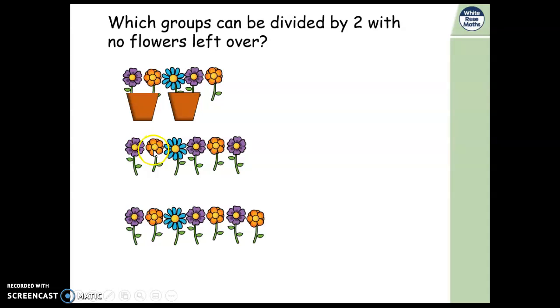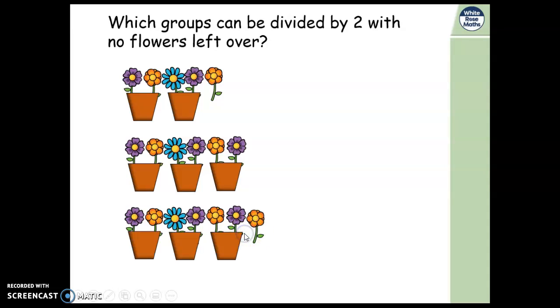Looking at this one, 2, 4, 6. 6 is an even number, so it will be able to be divided by 2. 2, 4, 6, 7. 7 is an odd number. It's not 2, 4, 6, 8 or a 0, so there will always be 1 left over.